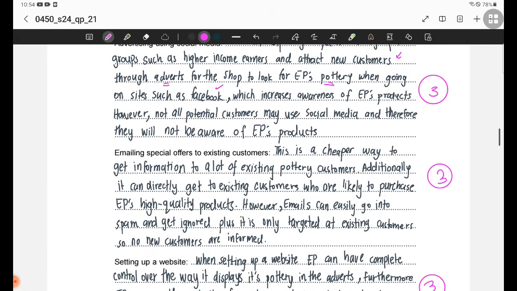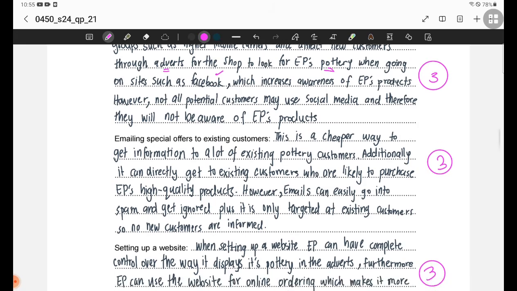Okay, this one that I mentioned earlier, emailing special offers to existing customers. Of course, this is a cheaper way. Let me list the advantages. It's a direct way to send to customers. What else? I think that's all I can think of, but let's see what I wrote here.